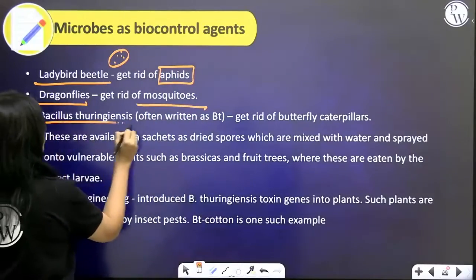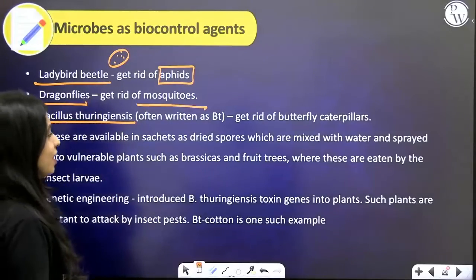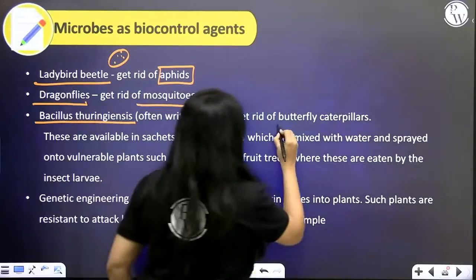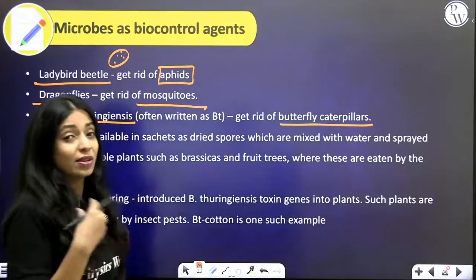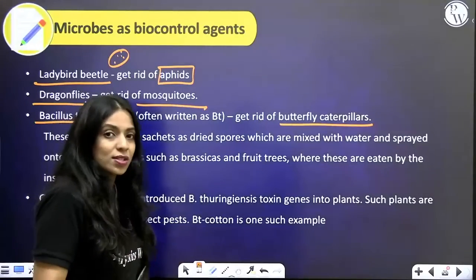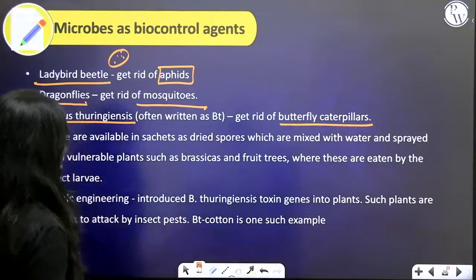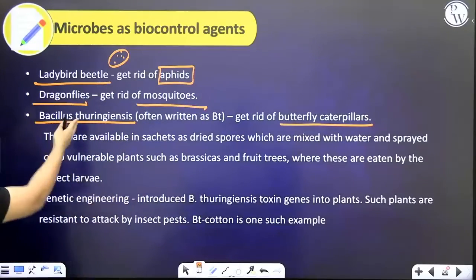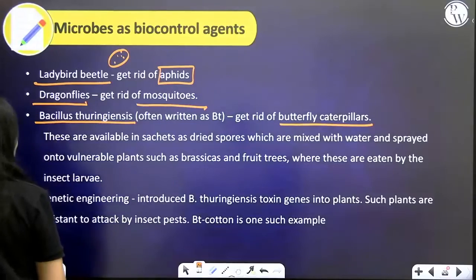There is a bacterium called Bacillus thuringiensis, which is called Bt. This is used to get rid of butterfly caterpillars. You know how these butterfly caterpillars feed on the leaves and then form a cocoon. So the crop loss can happen because of butterfly caterpillars. If you want to get rid of them, you can use this bacterium called Bacillus thuringiensis.